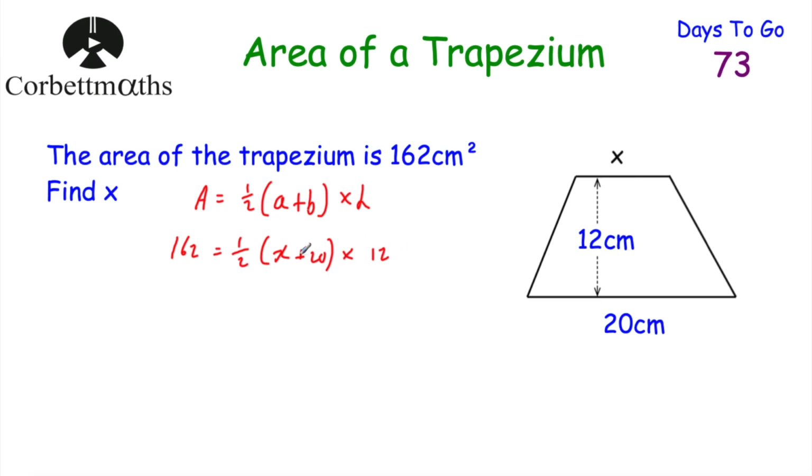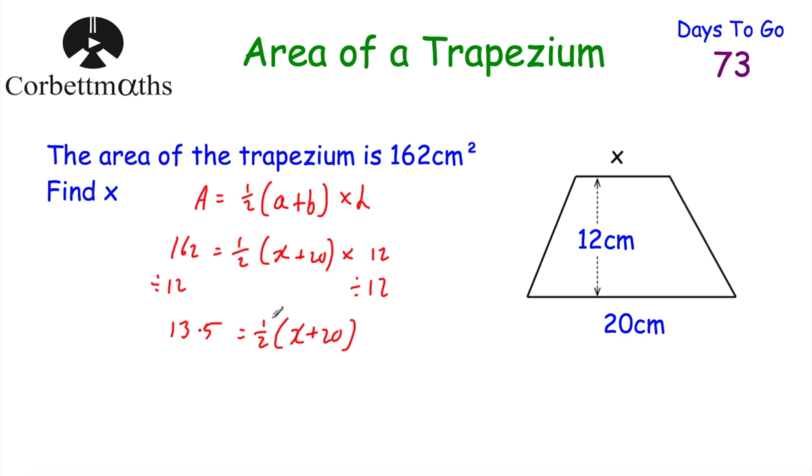Now if I wanted to solve this equation, I want to get the x on its own. So the first thing I'm going to do is divide by 12 to get rid of this multiply by 12. So if we divide by 12 and divide by 12, on the left hand side we'd have 162 divided by 12, and 162 divided by 12 is equal to 13.5. So we've divided by 12 to get rid of the multiply by 12, so we'd be left with on the right hand side a half, and then in brackets x plus 20.